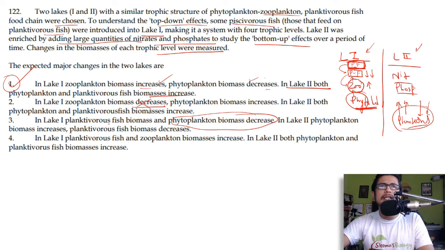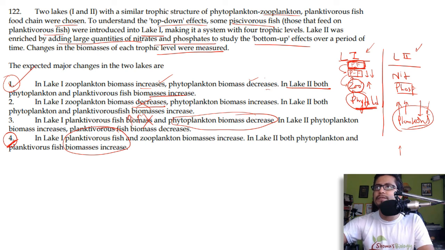If you look at the other options, in Lake 1 zooplankton biomass decrease, wrong. Lake 1 planktivorous fish biomass and phytoplankton biomass decrease. Phytoplankton biomass decrease, we know, if the phytoplankton is decreased, zooplankton increase, so planktivorous fish biomass will increase, so that's also wrong. In Lake 1, planktivorous fish and zooplankton biomass increase. Zooplankton biomass increase. If zooplankton biomass increase, then planktivorous fish population should also increase. Fine. In Lake 2, both phytoplankton and planktivorous fish decrease.